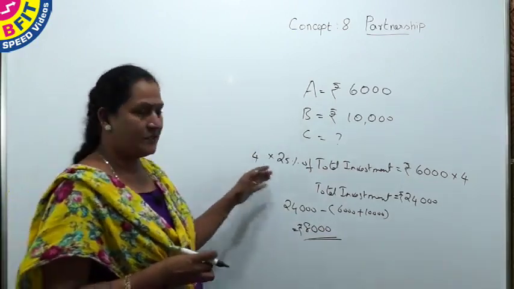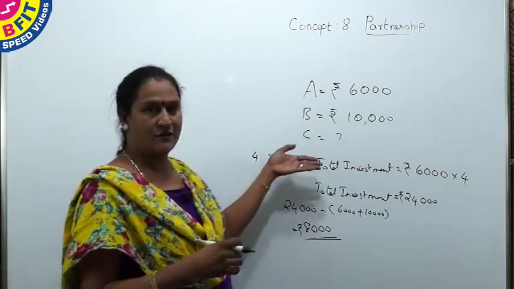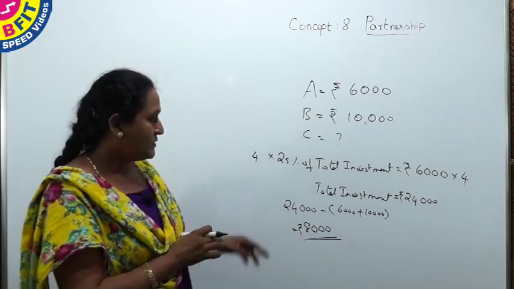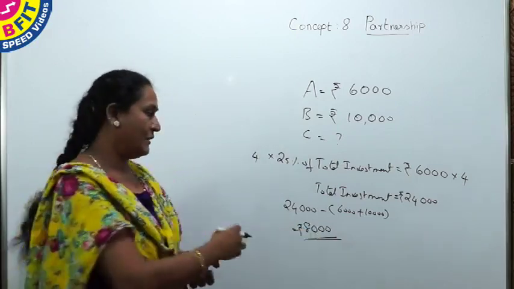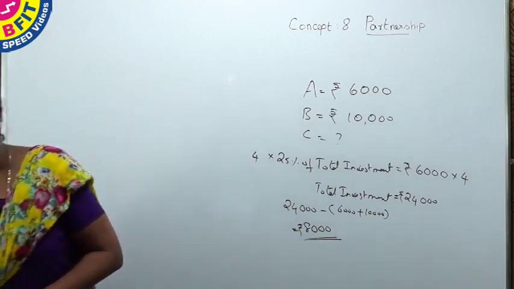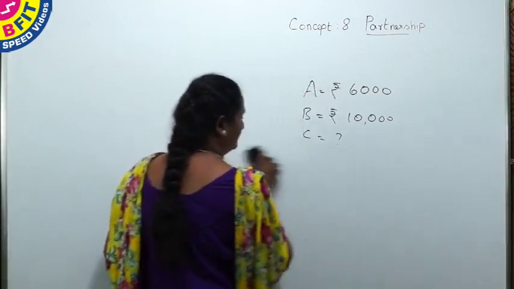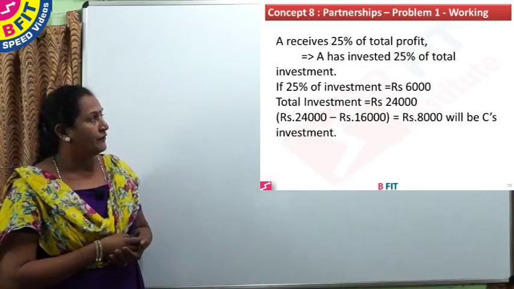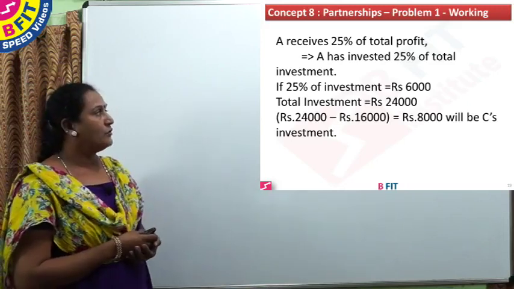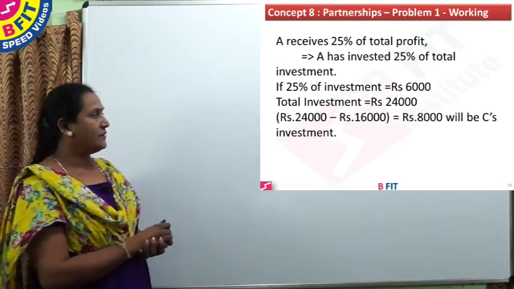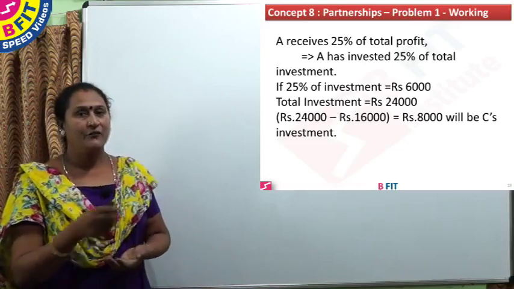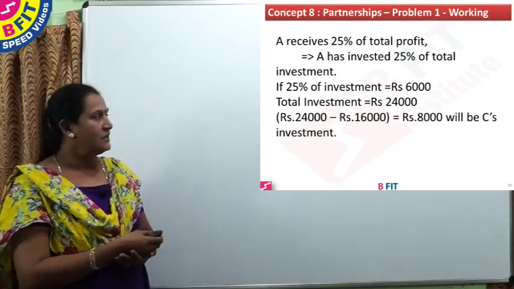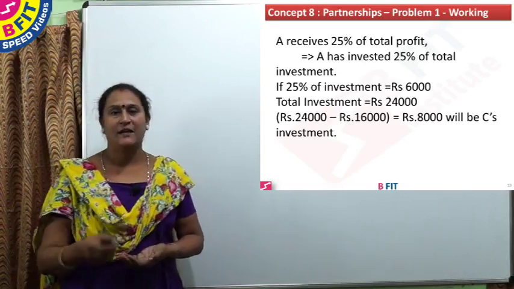So having that 25% of profit A receives, which implies A has invested 25% of total investment, we get total investment as 24,000. So as A and B's investment is given, subtracting their values, we get C's investment as 8,000. So the working here is A receives 25% of total profit, which implies A has invested 25% of the total investment. If 6,000 is 25%, total will be 4 parts, 6,000 into 4, that is 24,000. So C's investment will be the remaining from this 24,000. A and B together 16,000, subtract from 24,000, C's investment is 8,000.